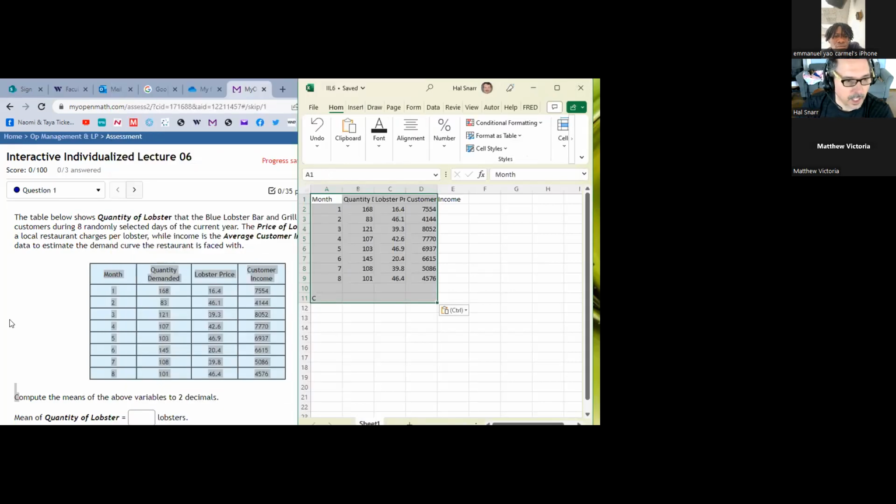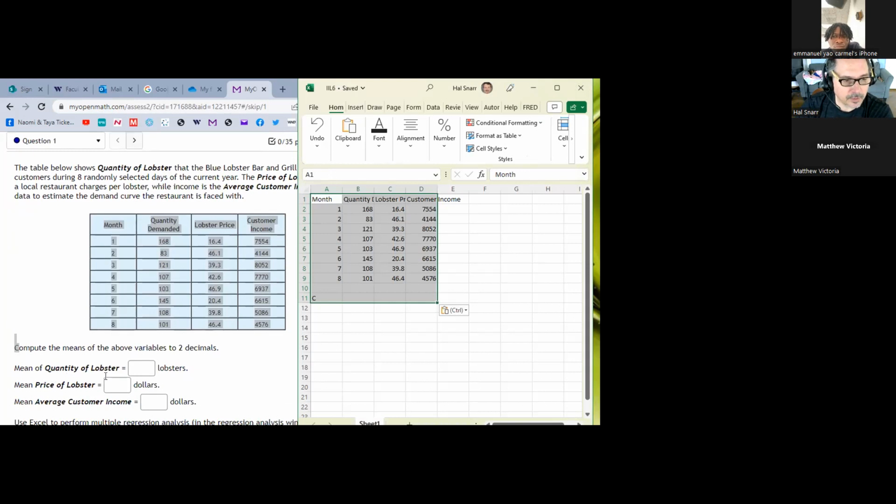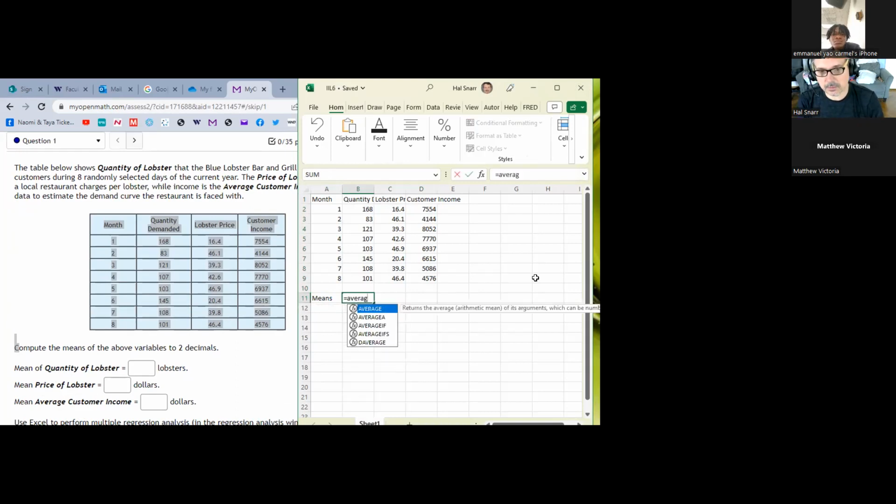All right. And then we want to get the mean of quantity of lobster sold, mean price of lobster, and the mean average customer income. So what I'll do down here is I'll put in a row called means. So I'm in row 11, and I'm gonna do equal average. And we're gonna get the average quantity of lobster sold, the average lobster price, and the average customer income. So we also need to make that 2 decimal places, right?